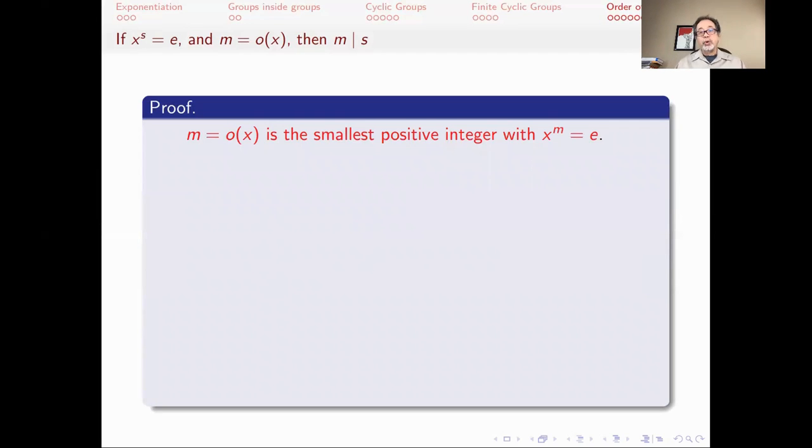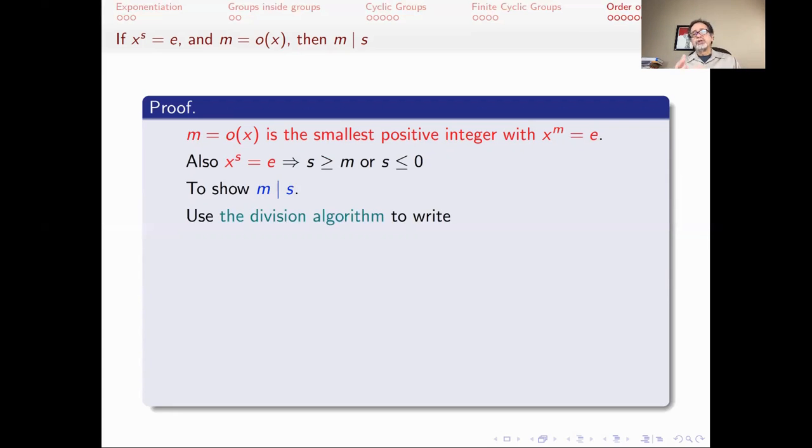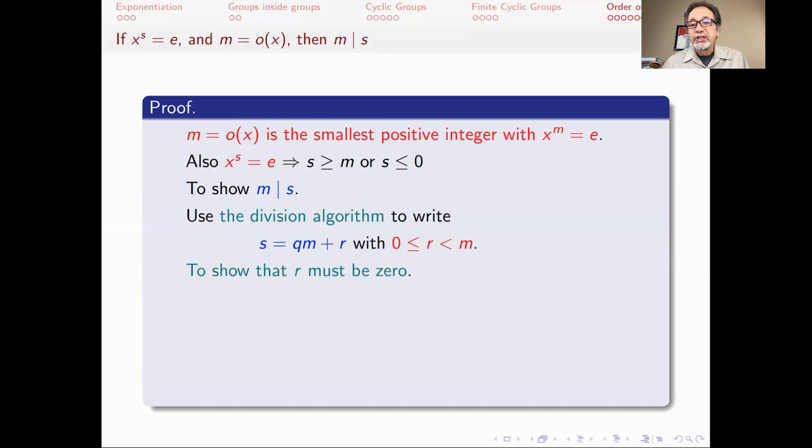How would I prove that? The order is the smallest positive integer with X to the M is E. And we also know X to the S is E. We want to show that M divides S. How do we do that? Whenever we don't know if something divides something, a useful place to start is the division algorithm. We want to show that M divides S. So we take S and divide it by M. And the division algorithm tells me that I get a quotient and remainder. And the important thing is that R, the remainder, is a non-negative integer less than M. I want to show that R is really 0. If I show R is 0, then I've shown that S is a multiple of M and M divides S.